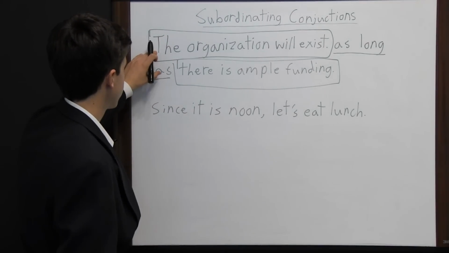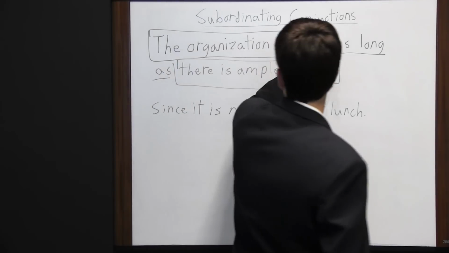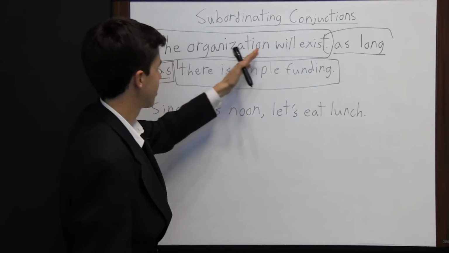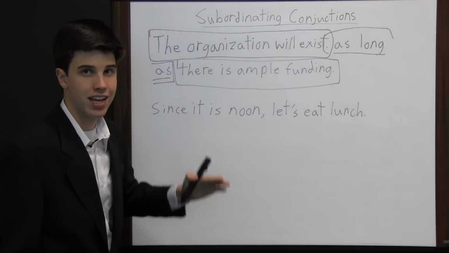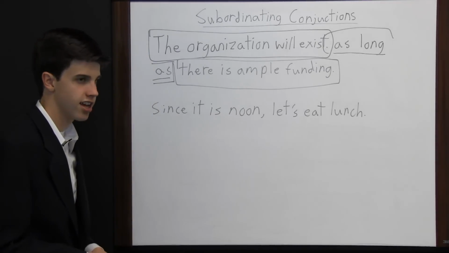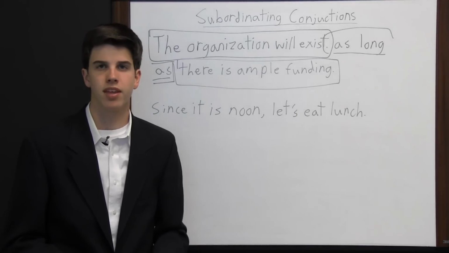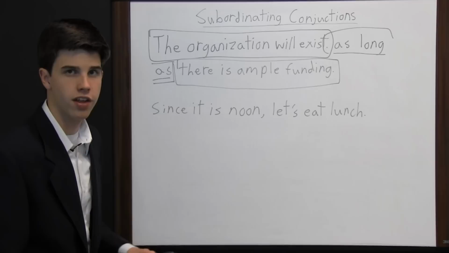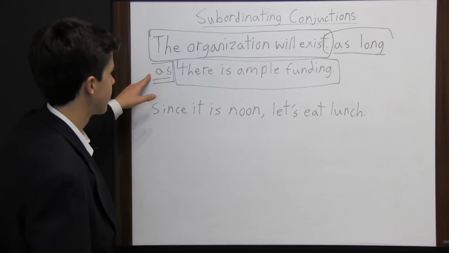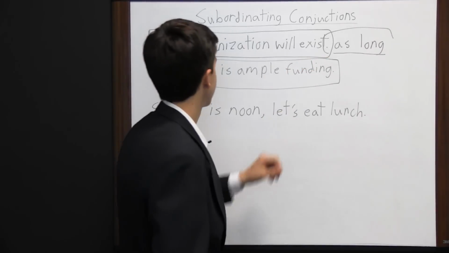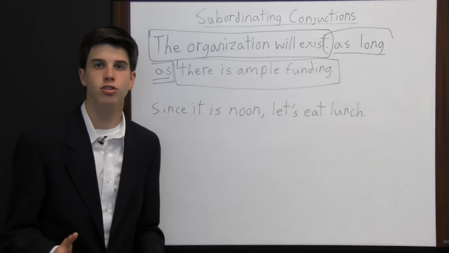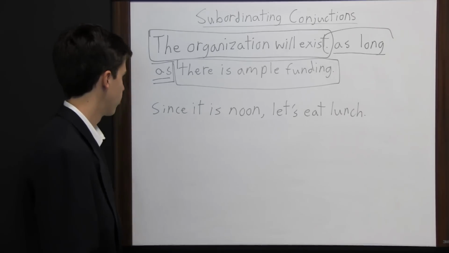But when we add to this first sentence, the organization will exist as long as, it makes that sentence dependent on something else. Because if we were just to say the organization will exist as long as, that leaves us hanging. That's a fragment. It needs some other words to go along with it to make it a complete sentence. So the organization will exist as long as there is ample funding. So as long as is the subordinating conjunction, making the first part of the sentence dependent on something else to complete the sentence. Let's look at one more example.